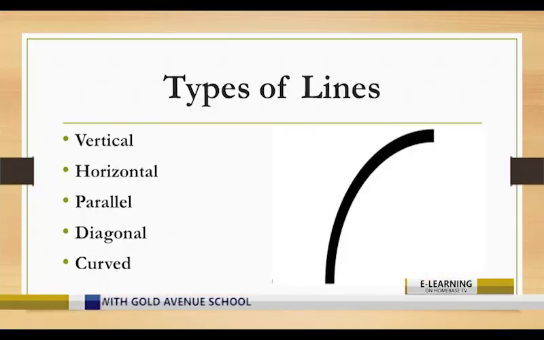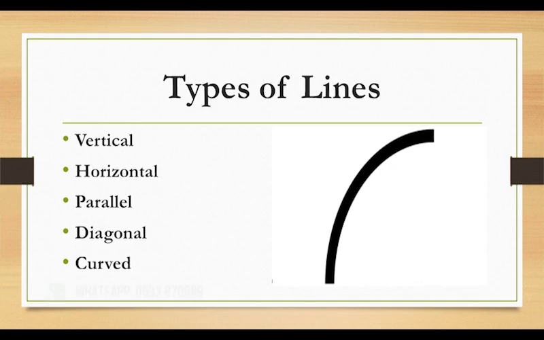There are numerous types of lines. We are going to look at a few examples of them. 1. Vertical line. Now on your screen, you can see a vertical line. A line that is standing.